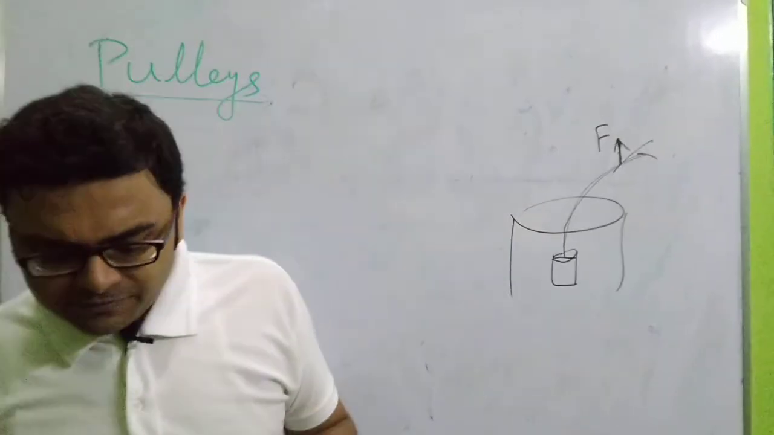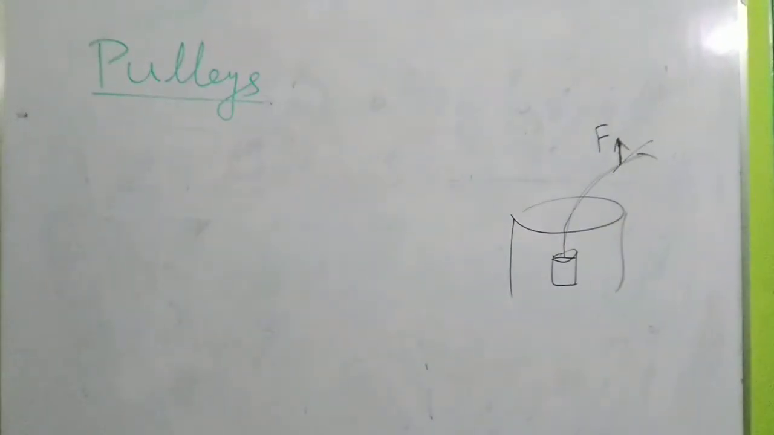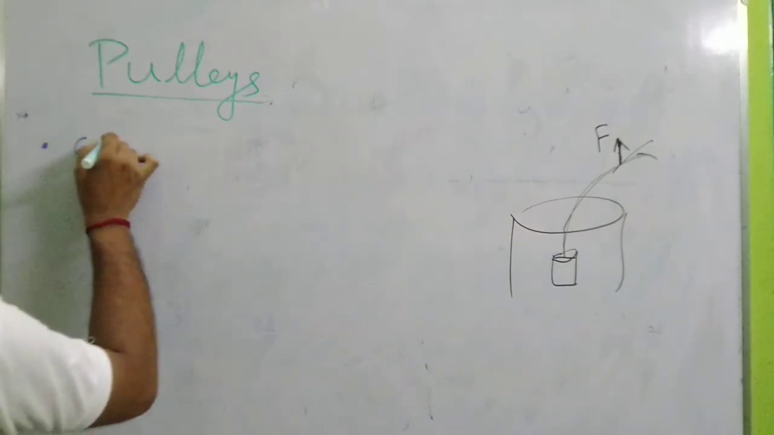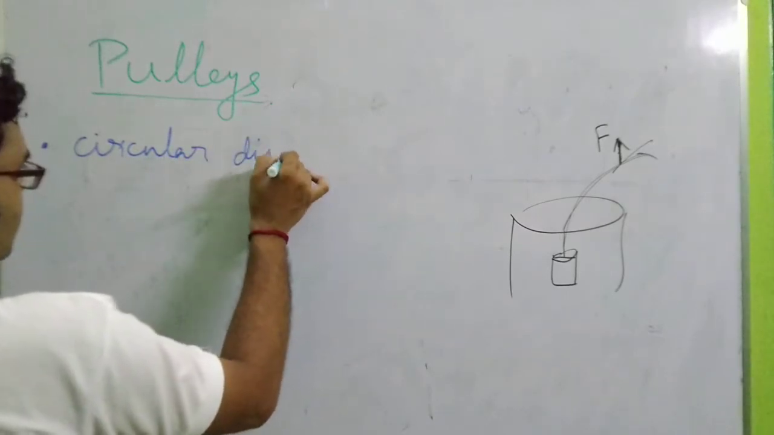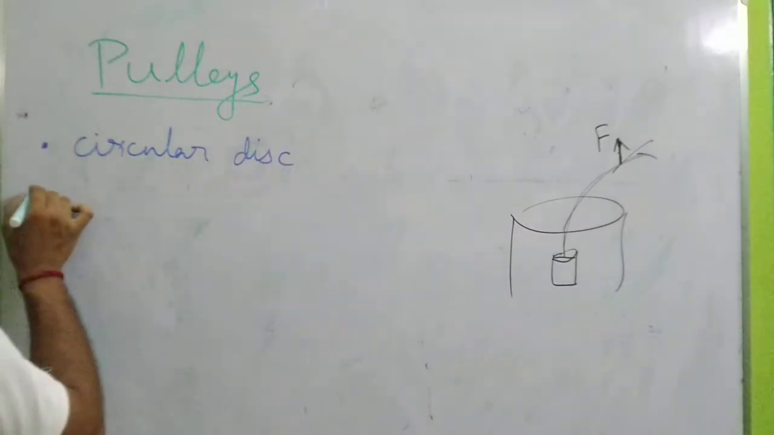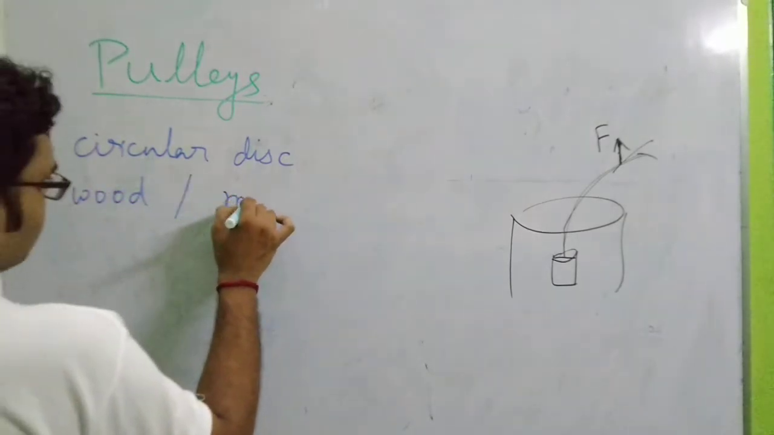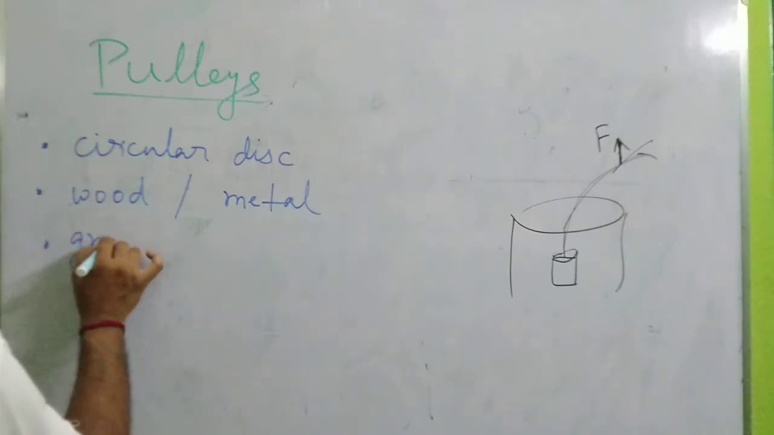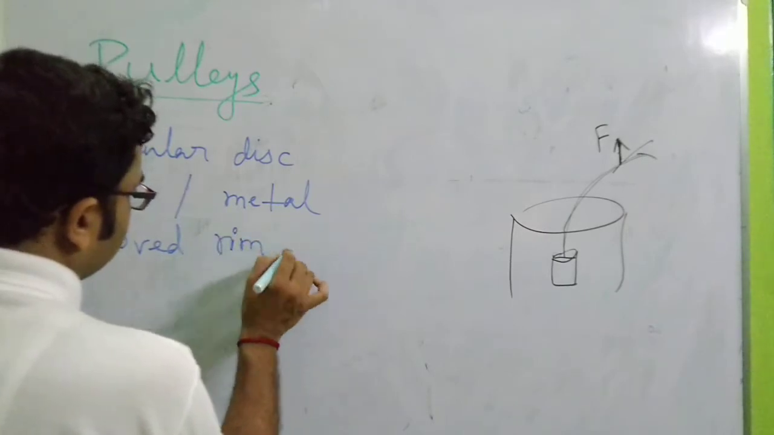You can consider a pulley to be a circular disc. So if I consider a pulley, what are the points that I should be discussing? First of all, it's a circular disc, and it may be made out of wood or metal with a grooved rim around it. So you must be wondering what this grooved rim is all about.